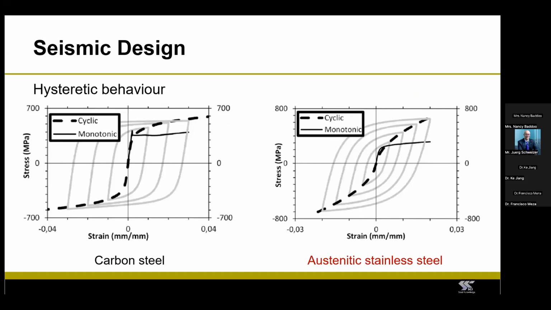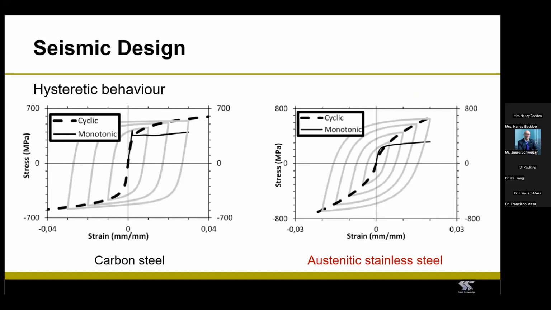So here I'm showing you the hysteretic behavior of a typical carbon steel grade that is used in structures that are subject to seismic loads, and the hysteretic behavior of an austenitic stainless steel grade. So we can see that both carbon steel and austenitic stainless steel show a stable hysteretic behavior. However, there are some differences between these two hysteretic behaviors. So the main difference, perhaps, is the cyclic hardening behavior.